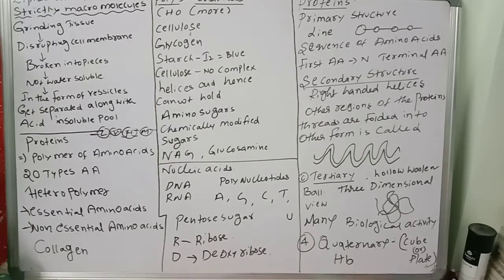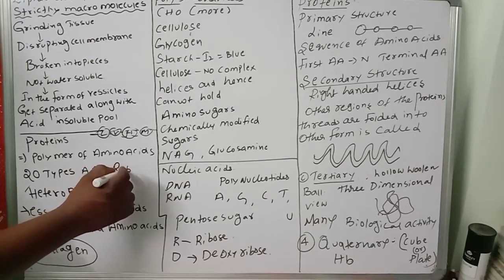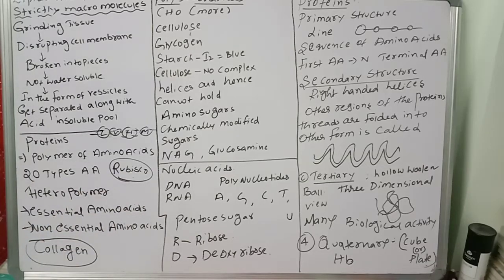So the most abundant protein in the animal world is collagen. Very important need bit. In the plant world, the most abundant protein is rubisco. Very important, these two important enzymes. So the most abundant animal protein is collagen, and the most abundant plant protein is rubisco.